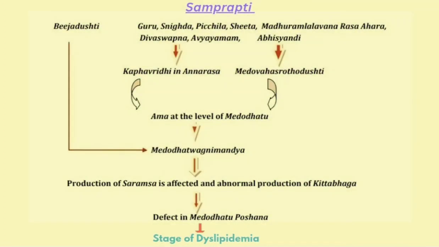Samprapti of Staulya or manifestation of dyslipidemia. Due to various causes as mentioned here, will lead to Medodhatvagnimandya. Production of Saramsha is affected and abnormal production of Pitta Bhagam. Further lead to defect in Medodhatu Poshana, which will end up with the stages of dyslipidemia.